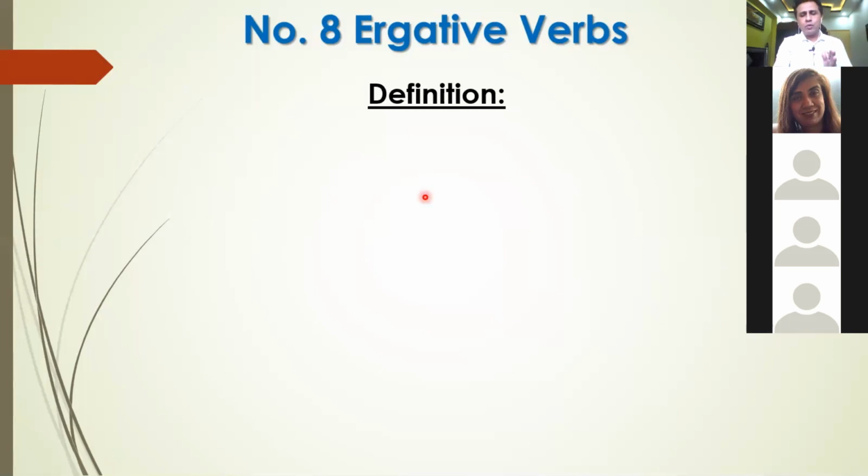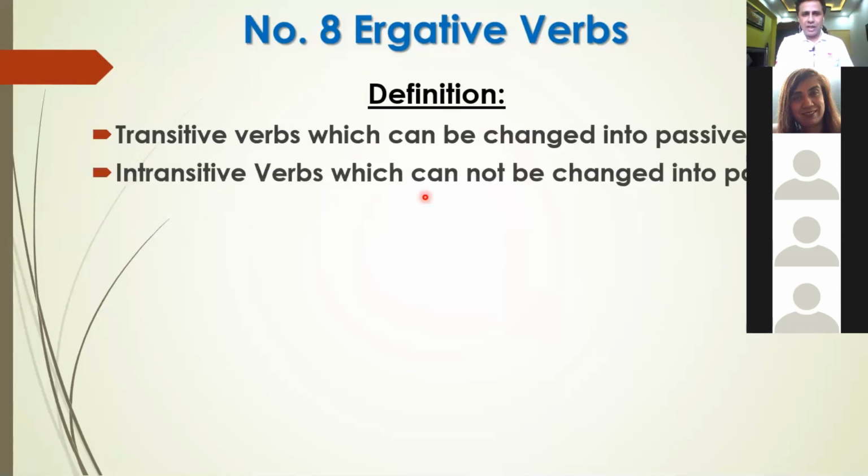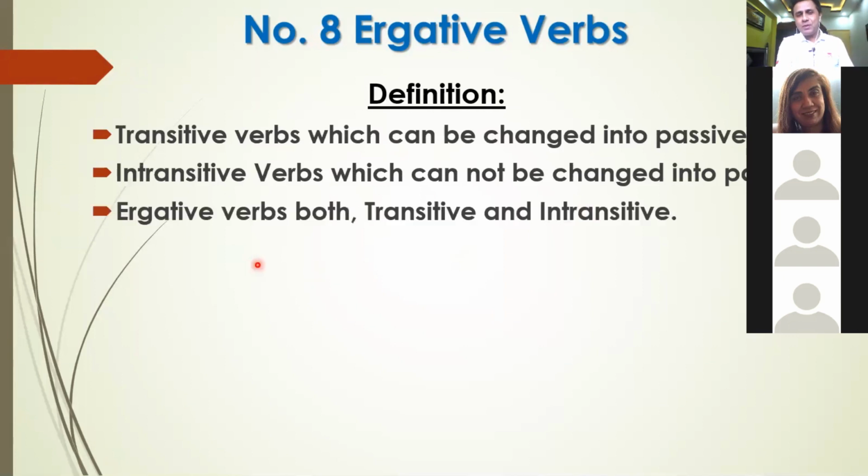You know that all those verbs which can be changed into passive are called transitive verbs. Intransitive verbs cannot be changed into passive because they do not require any object. Now, the ergative verb is both transitive and intransitive. There are a few verbs which sometimes can be changed into passive as per the use in their sentences, and sometimes cannot. Let's see the examples.